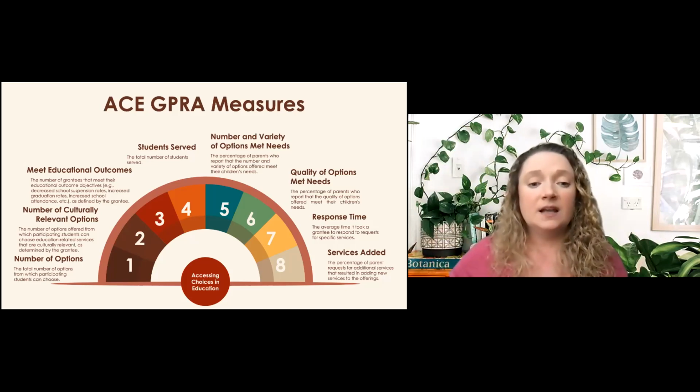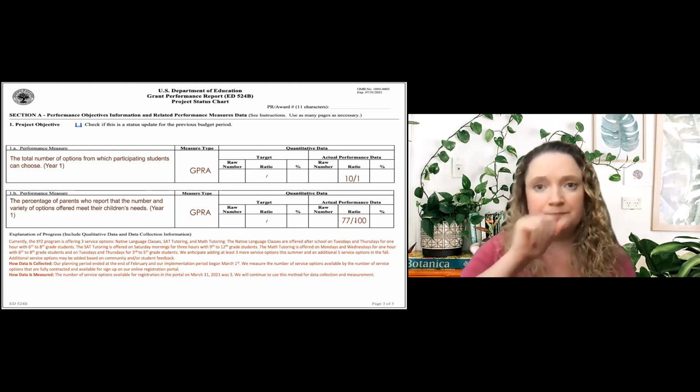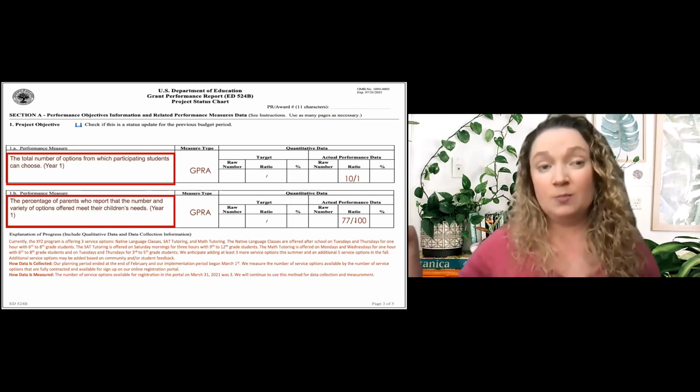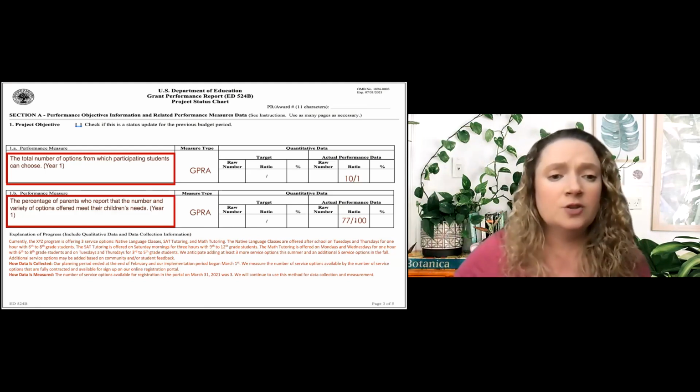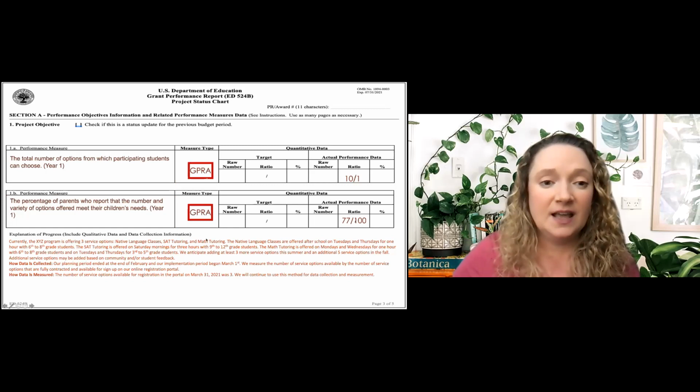All right. Now let's look at how that will actually look in action. So this is an example of how you would report on 2 different GEPRA. Okay, so you have the total number of options from which participating students can choose, and the percentage of parents who report that they're happy with the number and variety of options. So we've got those in there as just 2 example GEPRA. You'll notice that I indicated year 1. That just really helps then, particularly when you're going back and looking at your past APRs to know what this is for. Make sure that you're indicating here in the measure type that these are GEPRA measures.